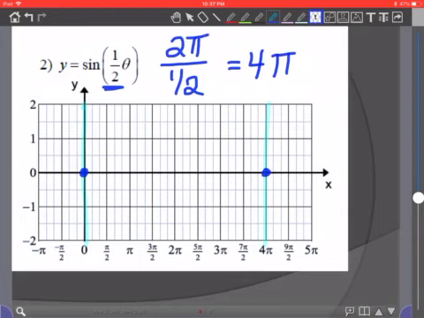Remember your sine pattern between those 2 points. It's going to cross in the middle again. Between the first 2, it goes up. Between the second 2, it goes down. Connect the dots.